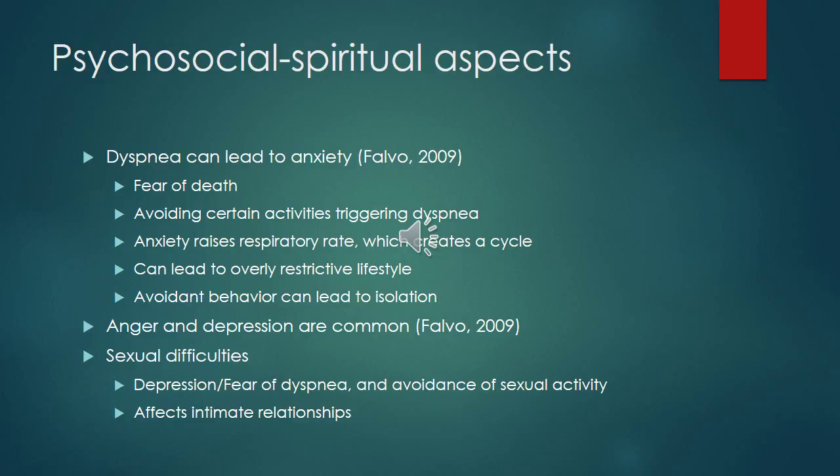A lot of times people that have shortness of breath may see sexual activity as something that can trigger that dyspnea, and so they'll avoid sexual activity because it leads to symptoms that they don't want to experience. What they could do is actually impact intimate relationships within families. So it not only impacts the patient, but ultimately impacts the romantic or intimate relationship that they have with their partners.